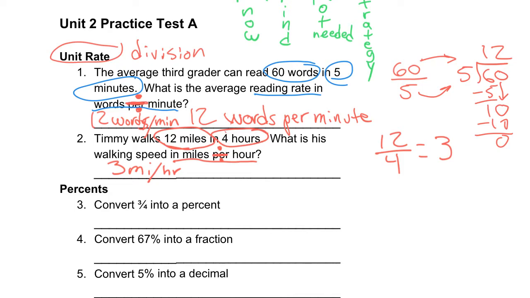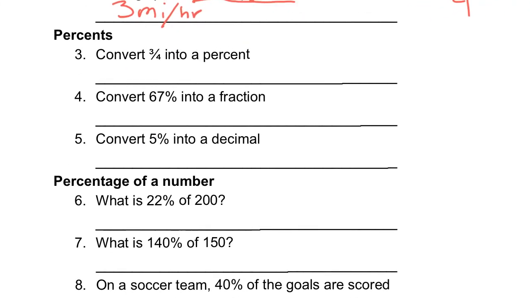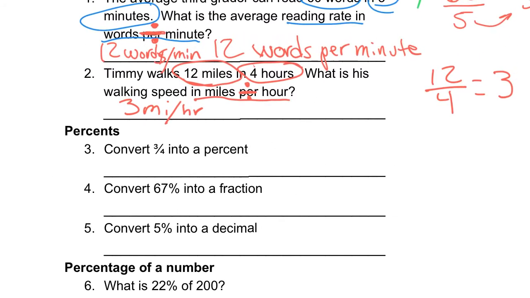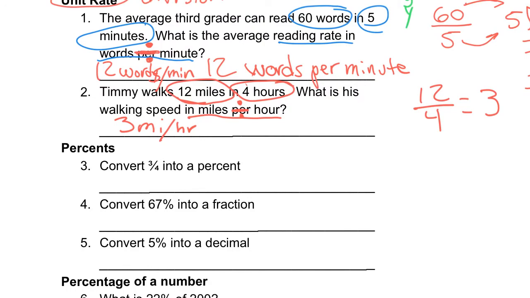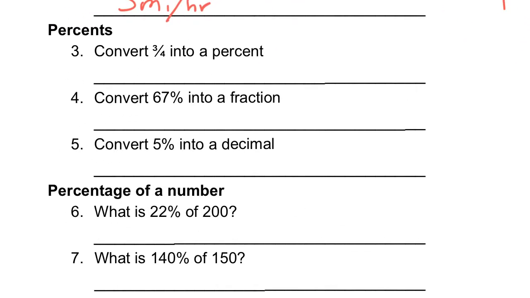Okay, now we're going to move on. This was in the warm-up. Convert 3/4 into a percent. There's really only two things that we're ever going to do division on. One is the unit rate, and the other one is converting a fraction to a percent. So I'm going to write next to it, I'm going to divide. I'm going to go straight to the strategy. I know what they're asking me. This is not a word problem.